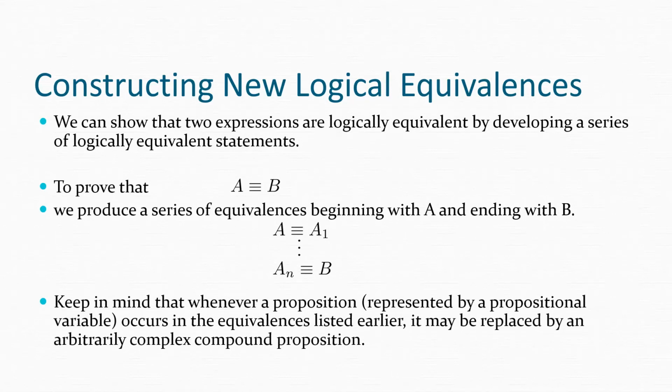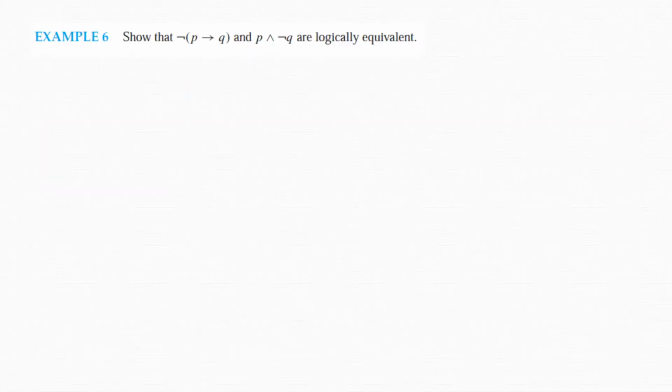Now keep in mind that whenever a proposition represented by a proposition variable occurs in the equivalences listed earlier, it may be replaced by an arbitrary complex compound proposition. So here is an example. Show that negation of P implies Q and P and negation Q are logically equivalent.